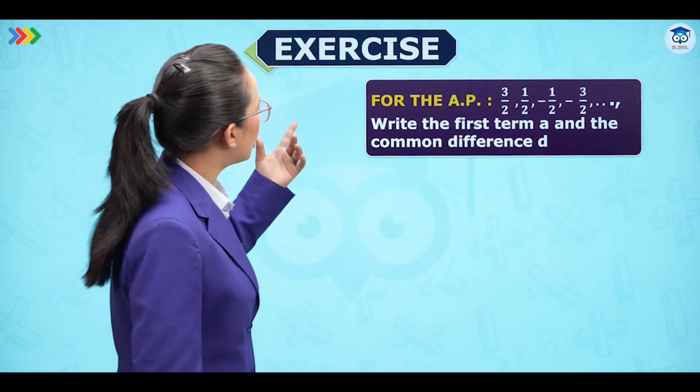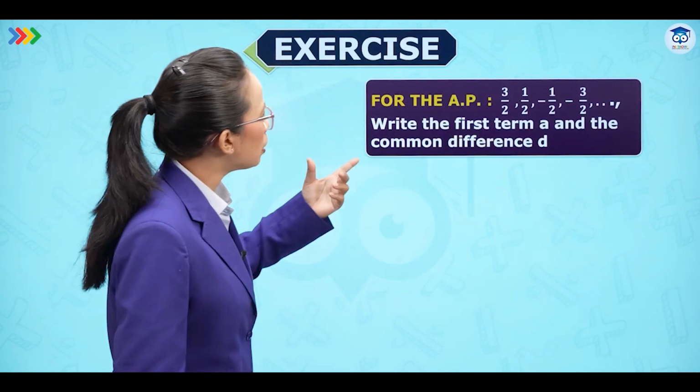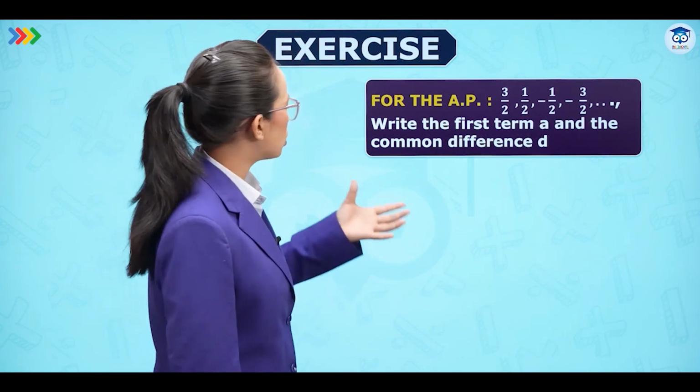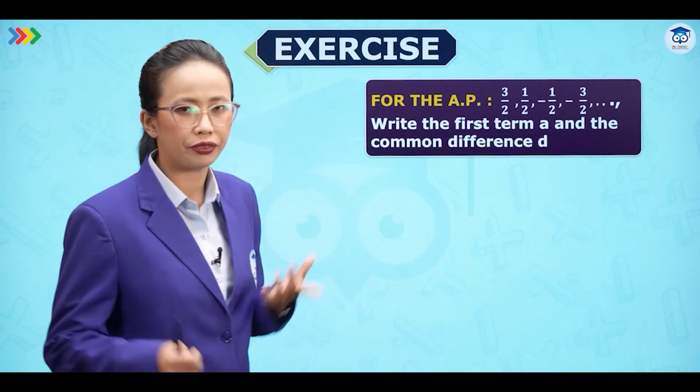We have the example of an AP: 3 by 2, 1 upon 2, minus 1 upon 2 and minus 3 upon 2, and so on. Write the first term and the common difference. Very easy.